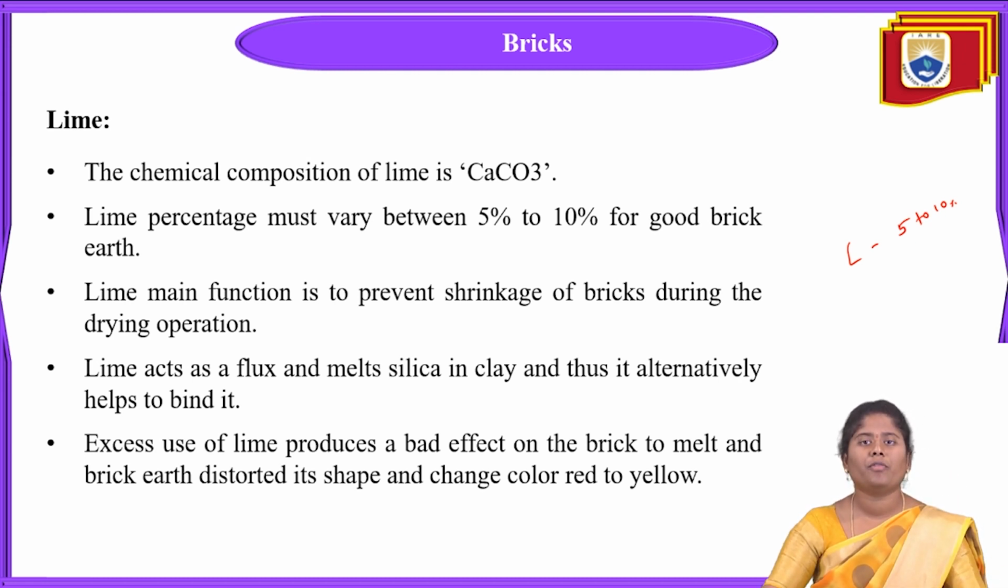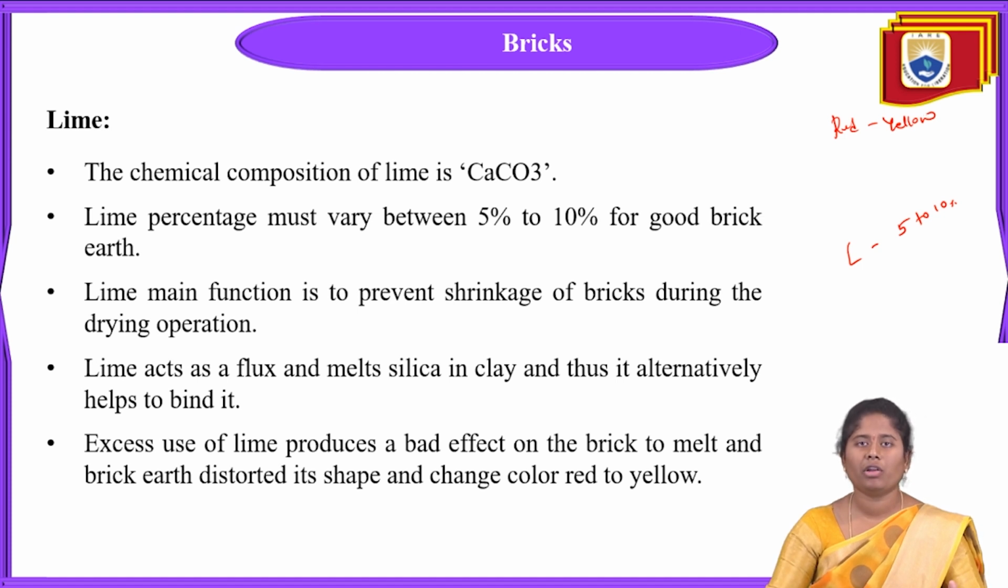Okay. Whereas when an excess amount of lime is added to the brick, it produces a bad effect on the brick, and it also distorts its shape. If an excess amount of lime is present, there will be distortion of the shape also, and the color will change from red to yellow.